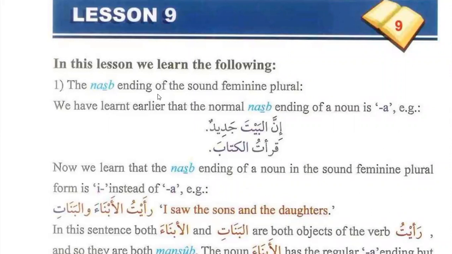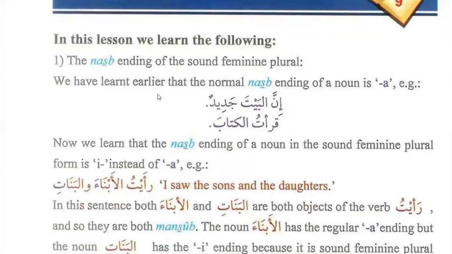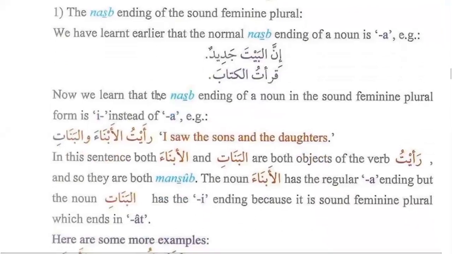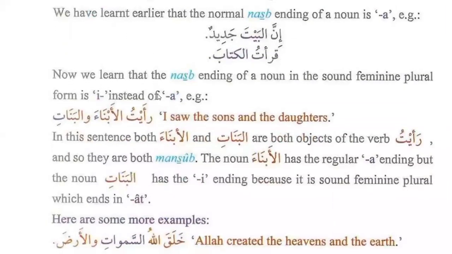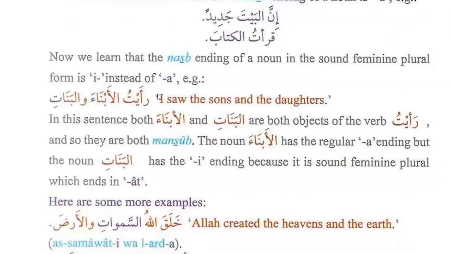In this lesson, we learn the following. Number one, the nasab ending of the sound feminine plural. We have learned earlier that normal nasab ending of a noun is fathah. Example, innal baita jadidun. Qara'tul kitaba. Now we learn that the nasab ending of a noun in the sound feminine plural form is kasrah instead of fathah. Example, ra'aitul abna'a wal banati. I saw the sons and the daughters.